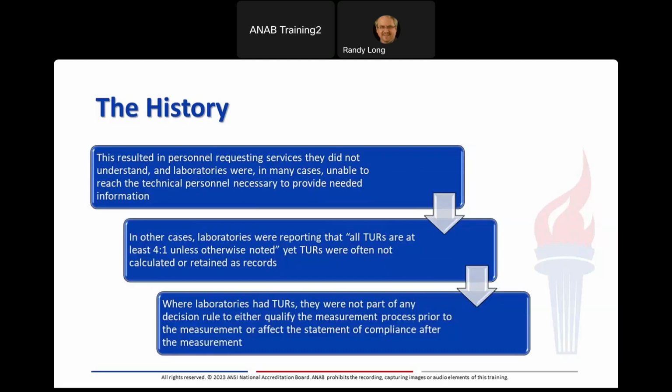In other cases, laboratories were reporting all TURs are at least 4 to 1 unless otherwise noted. Yet TURs were not often calculated or retained as records. And I'll get into what a TUR is shortly. Where laboratories did have TURs, they were not part of any decision rule to either qualify the measurement process prior to the measurement or effect a statement of compliance or conformity after said measurement or series of measurements.